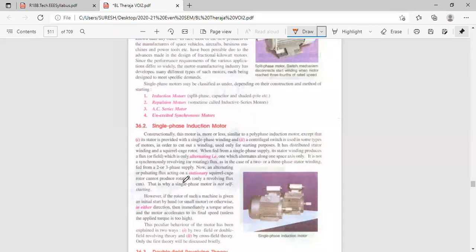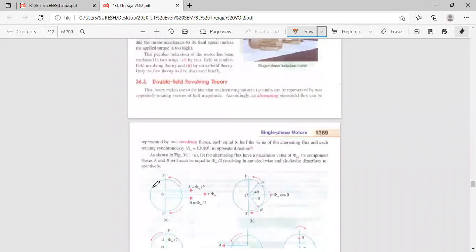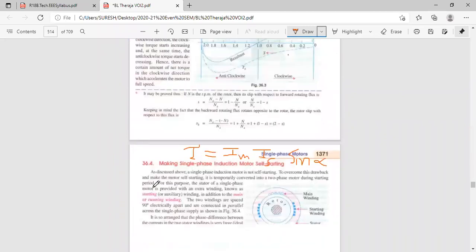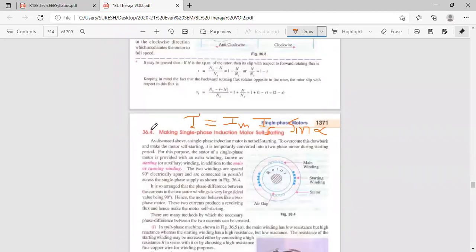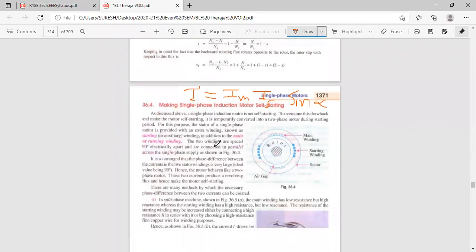There is no need to write all the lines. Within two or three lines, you have to simplify and write. 36.2. Have you noted? Next, you have to write 36.4. Topic number 36.4. Making single phase induction motor self-starting.